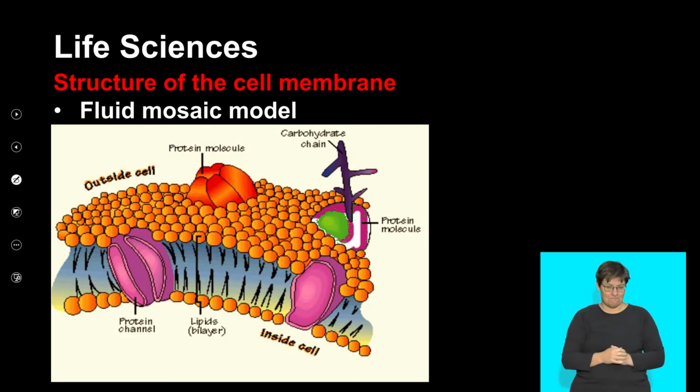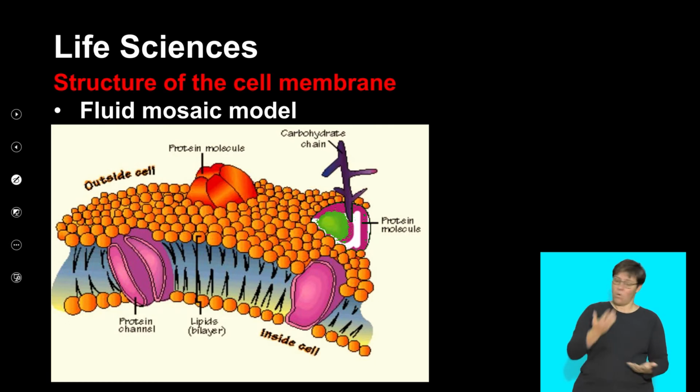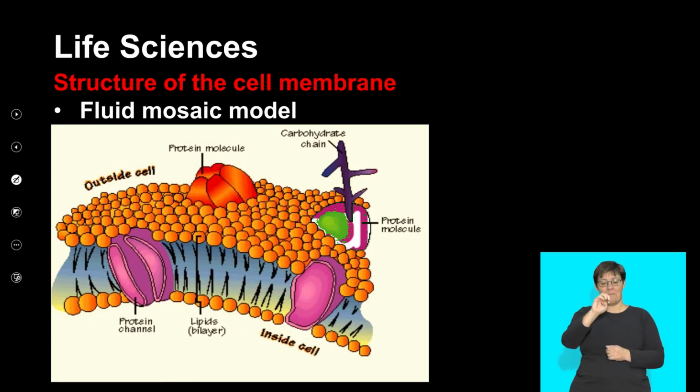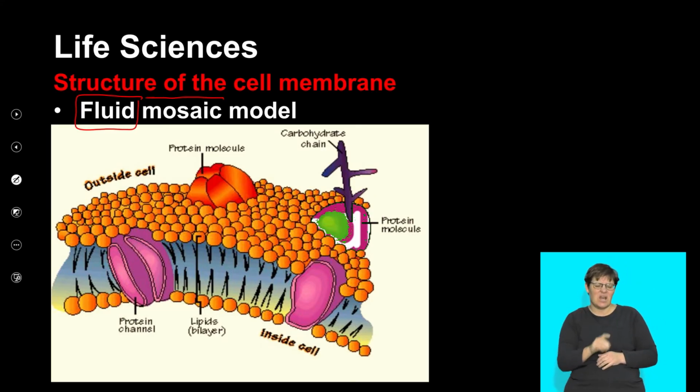Okay, now you don't have to know this diagram off by heart, but you have to understand the concept of what the cell membrane is. Now, when we have a look at the cell membrane, we very often talk about the fact that it is a fluid mosaic model. Now, if I had to break down the words, what do I mean by fluid and what do I mean by mosaic?